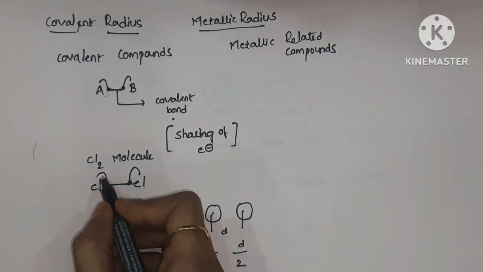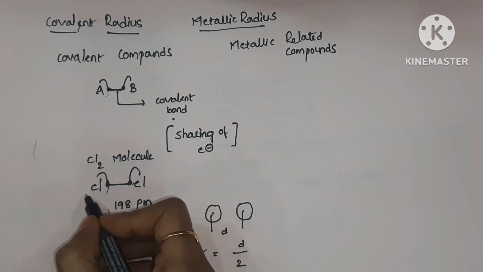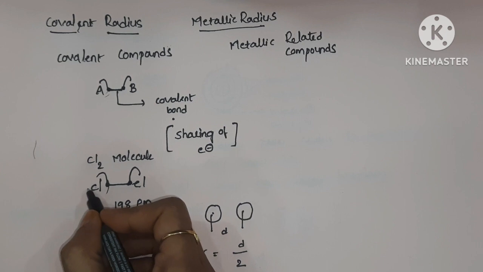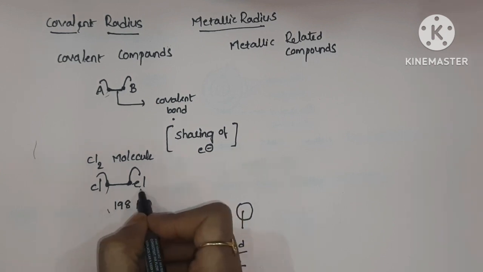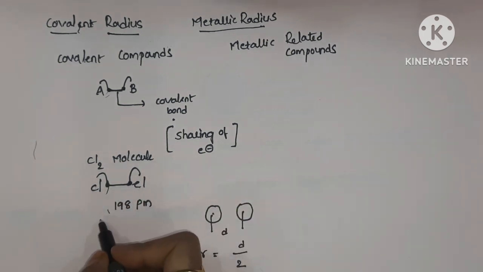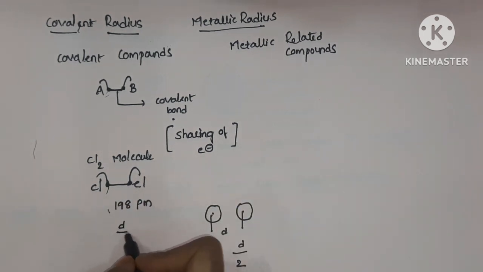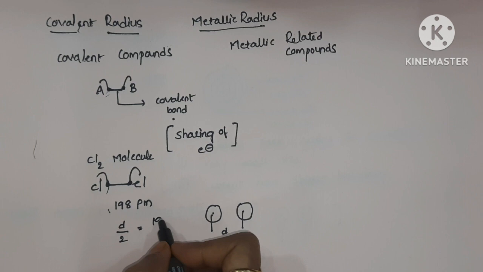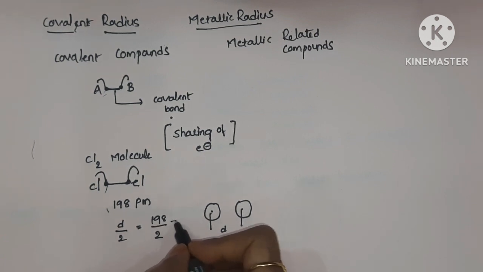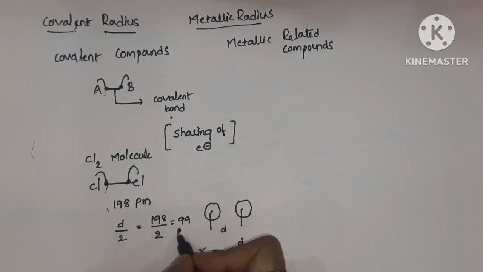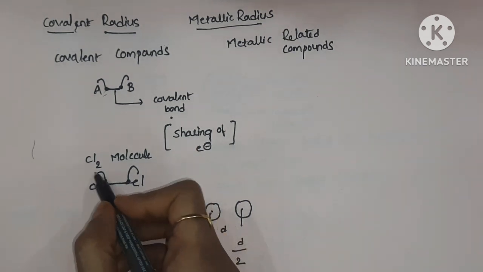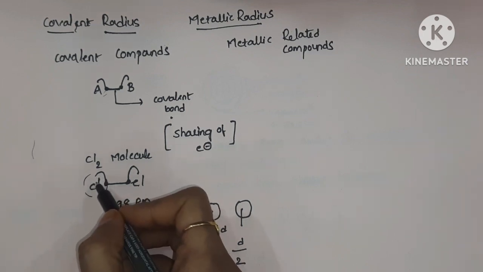picometers. Picometers is the unit of radius, right? So we have to find the radius of one chlorine atom. We want the atomic radius, not the molecular radius. That's why the formula is d by 2. That means 198 by 2, that means 99 pm. This is the radius of one chlorine atom, right?